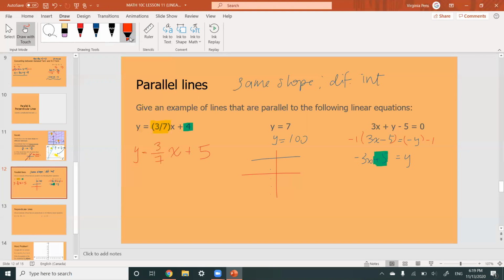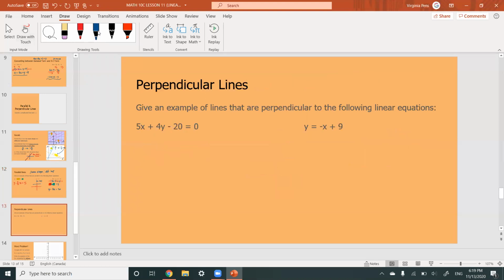Oh my gosh, so many colors. The slope is -3, so we can make an equation that has a slope of -3, and we can find some random intercept like 50. It really doesn't matter. We can even go into the negatives. But yeah, that's it for parallel lines.